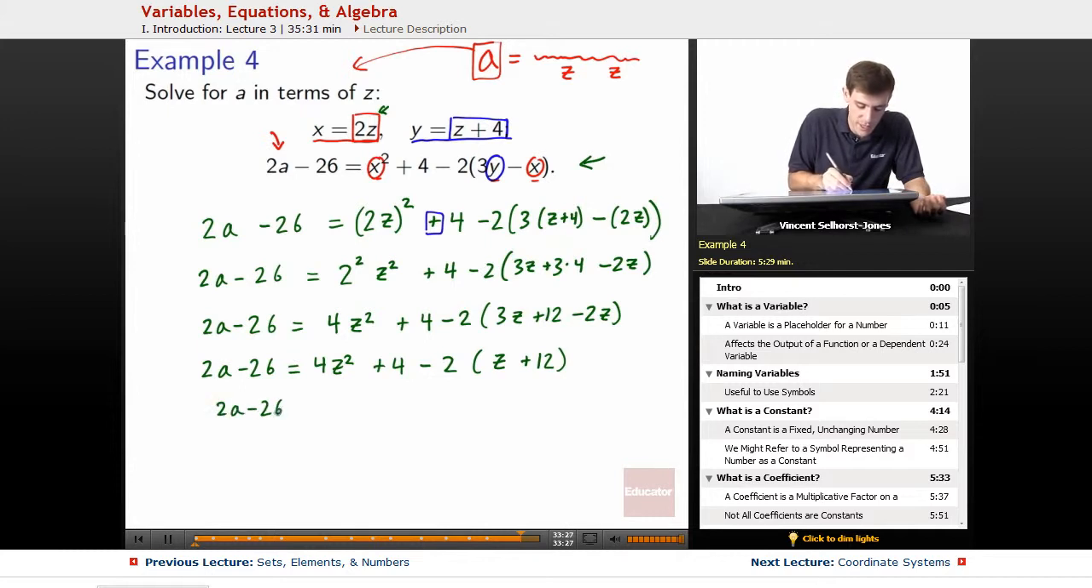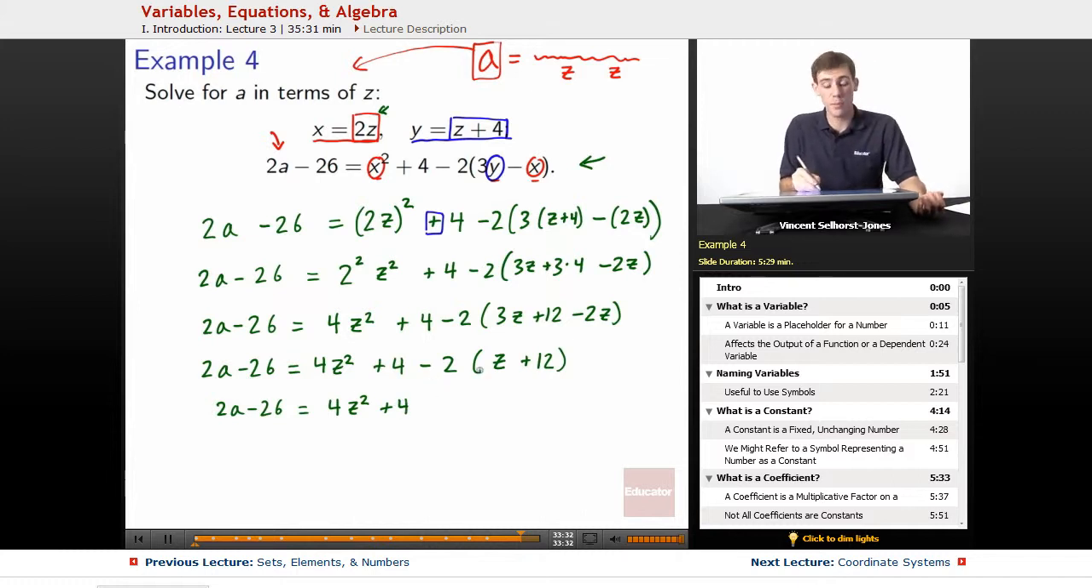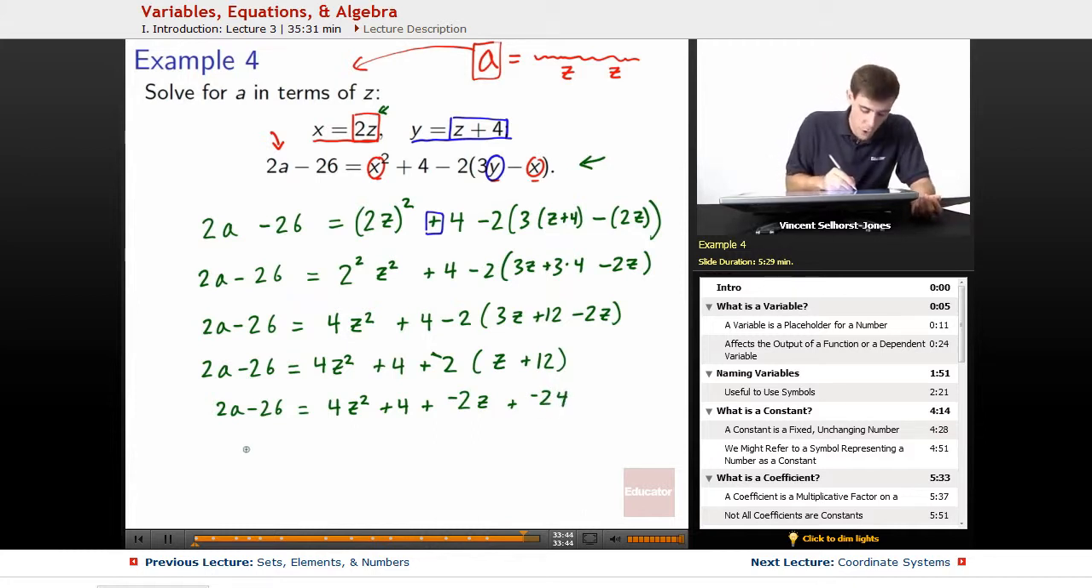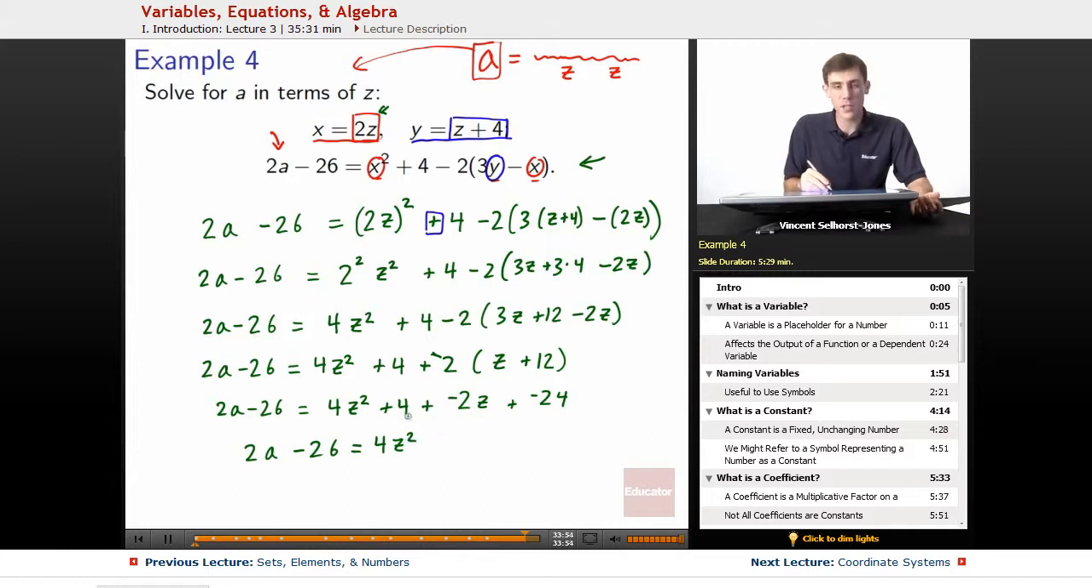2a minus 26 equals 4z squared plus 4. We distribute the minus 2, so remember it's plus a negative 2. So we get plus negative 2z plus negative 24. Now we're in a position to keep simplifying the right side to its most fundamental level, equals 4z squared. We don't have any other z squared, so it's just 4z squared, plus 4, well, let's put our constants at the very end. So we'll go to plus negative 2z, so minus 2z, and 4 plus negative 24 becomes minus 20.